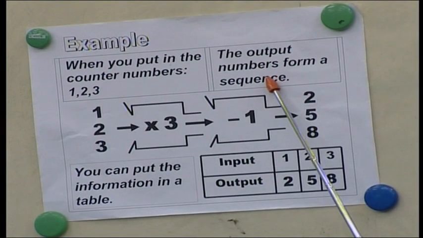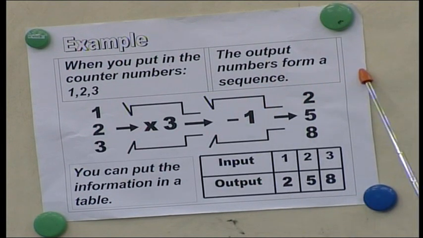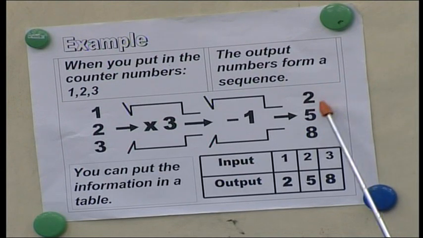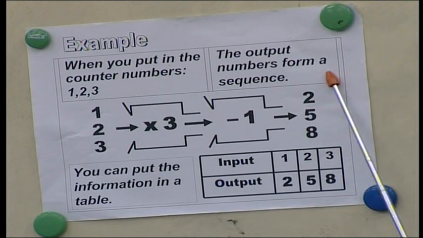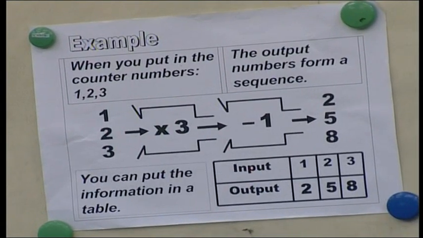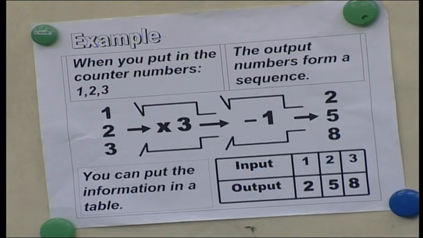The output numbers form a sequence. They come out in a certain way or order. So looking at this one here, we have 2, 5, 8. What can you say about these numbers? Bagley? Can you see a sequence here? 2, 5, 8.